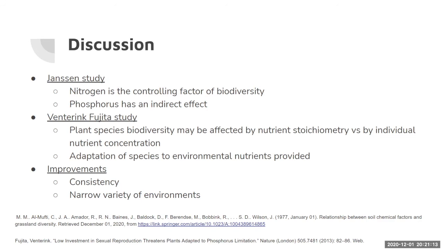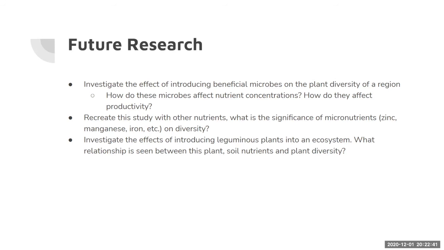Despite these limitations, our study was still worth doing as it showed how diversity is affected by nitrogen and phosphorus in these regions. This information could be applied to other wetlands that are in danger, or it could be applied to the wetlands mentioned in the data set that have been affected by oil tailings and agricultural runoffs, and in efforts to repair them. Some potential avenues for future research could be investigating the effect of introducing beneficial microbes on a region of plant diversity.